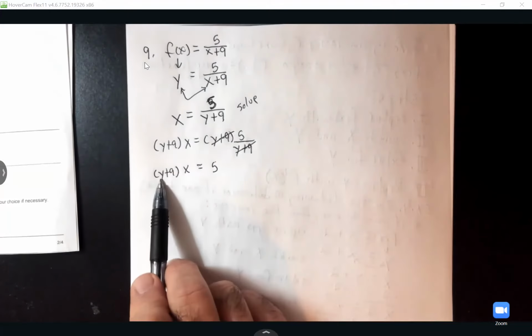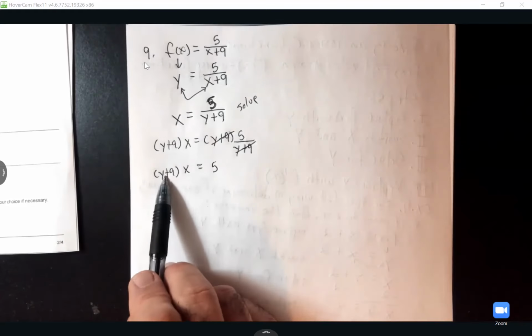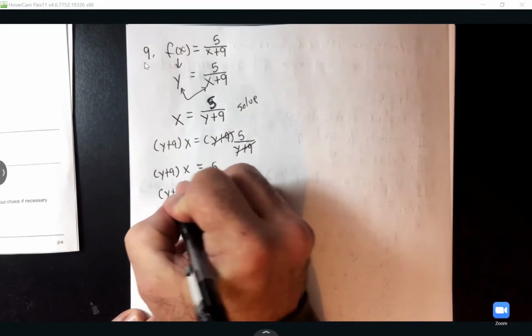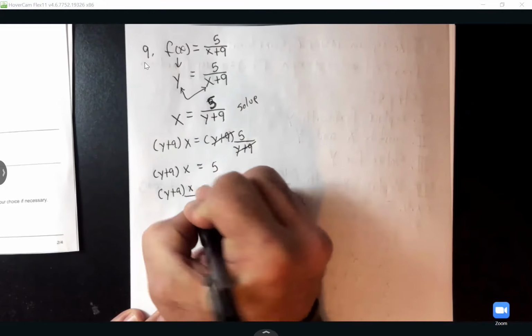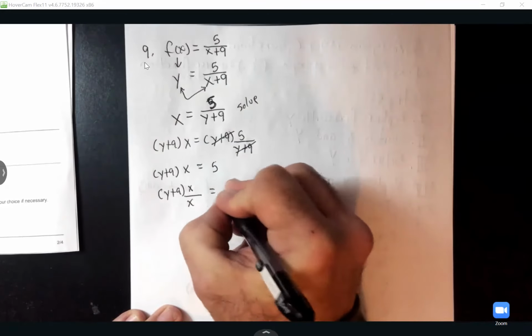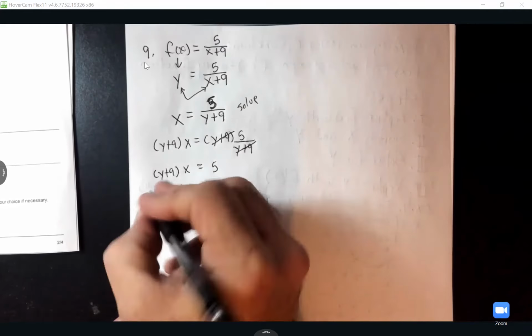Now remember, we're solving for this y. So you don't want to distribute that x and multiply it. We need to get rid of that x. So what we're going to do now is divide both sides by that x. Notice these x's cancel.